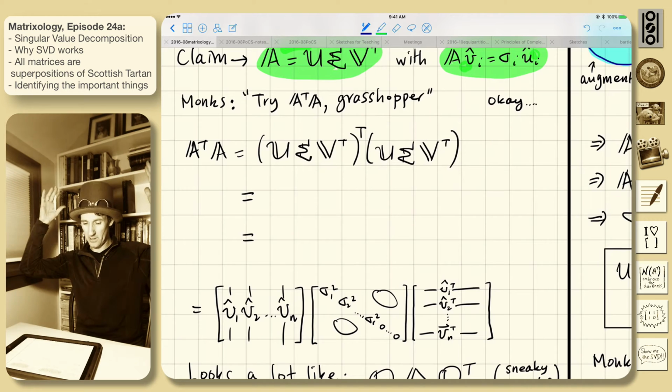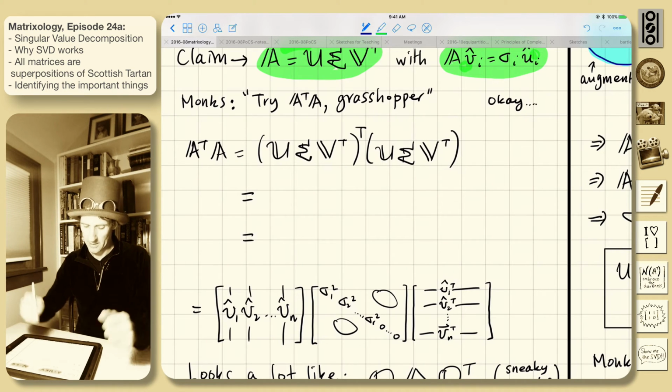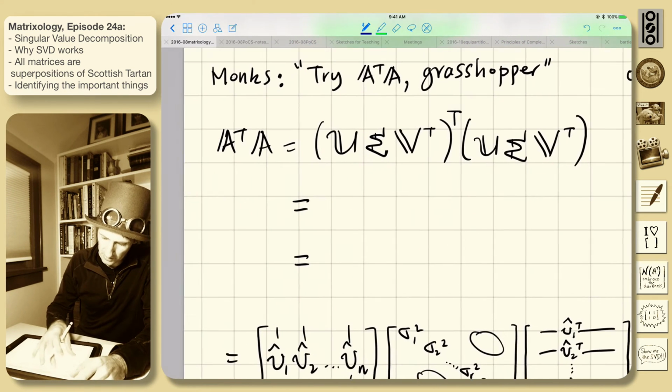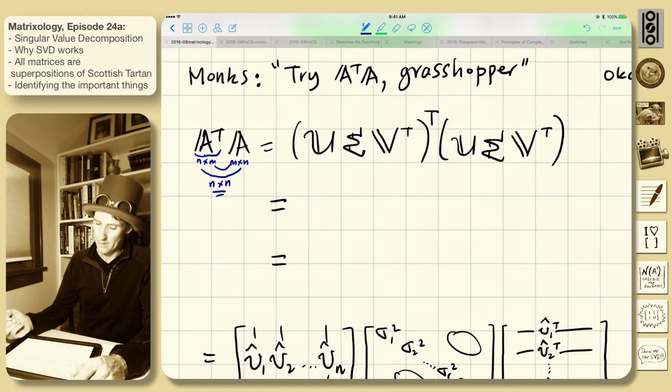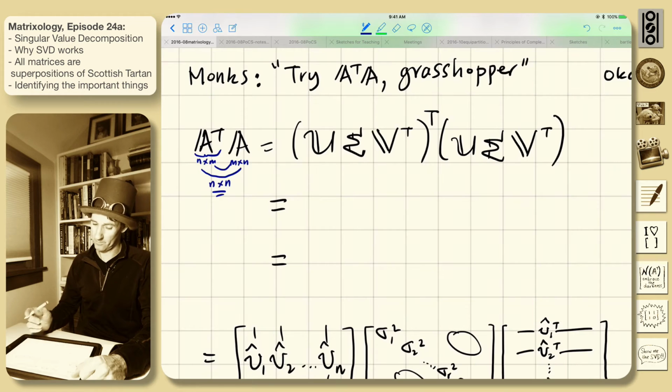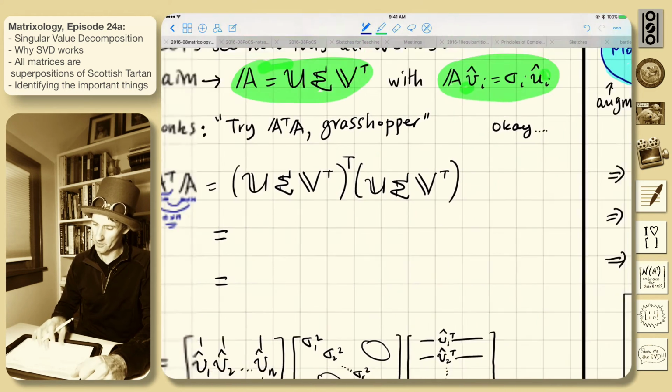try it. Okay, we're gonna try A transpose A, fine? Now, first of all, we know something good about this. This is m by n. We've seen this little beast before, and this is n by m, if we include the transpose. So the m's match up, and this makes an n by n matrix. And we also know it's symmetric, right? We've got this before.